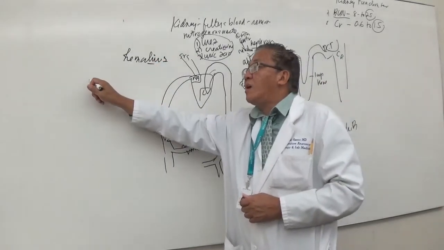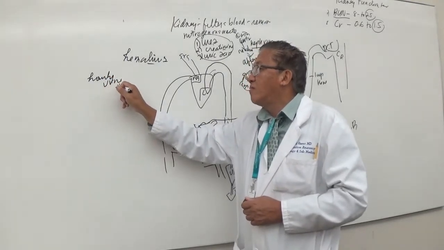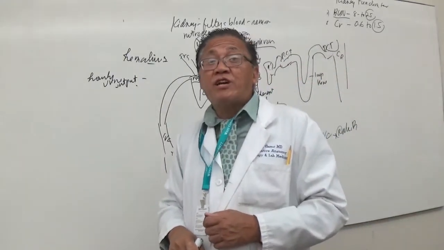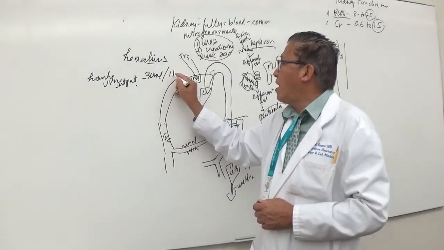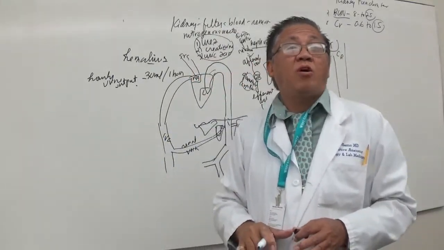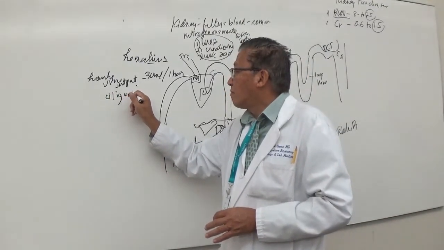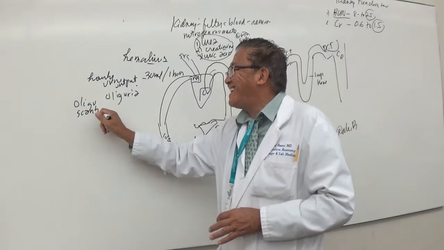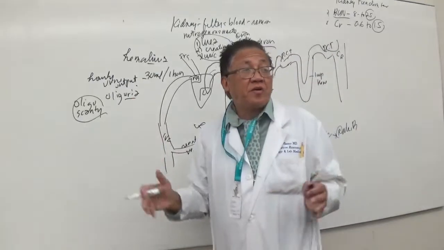If you're monitoring hourly urinary output, what is the magic number that we should always remember that is considered normal? 30. Very good. 30 ml per what? Hour. Per 1 hour? Anything below 30 ml is what we call what? Oliguria. It comes from the root word oligo, which means what? Scanty, or few, volume or amount of urine. Uria, of course, referring to the urine.